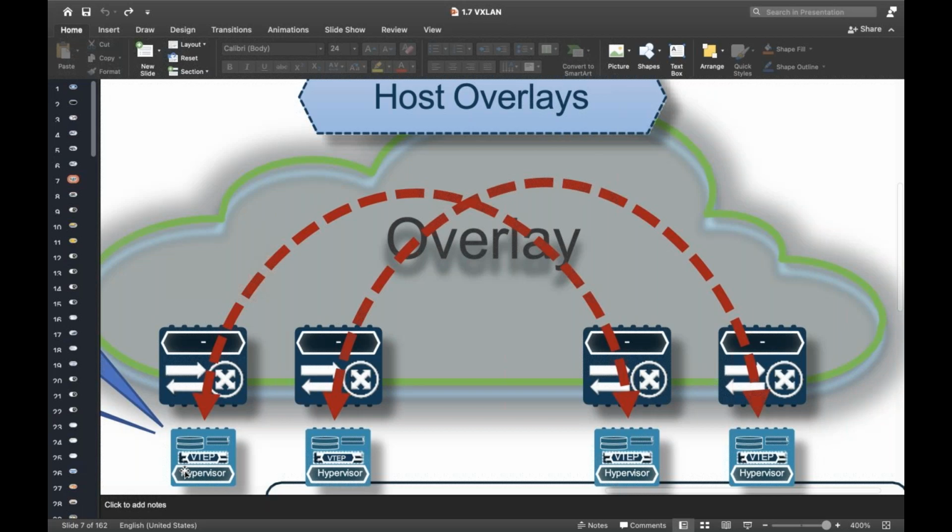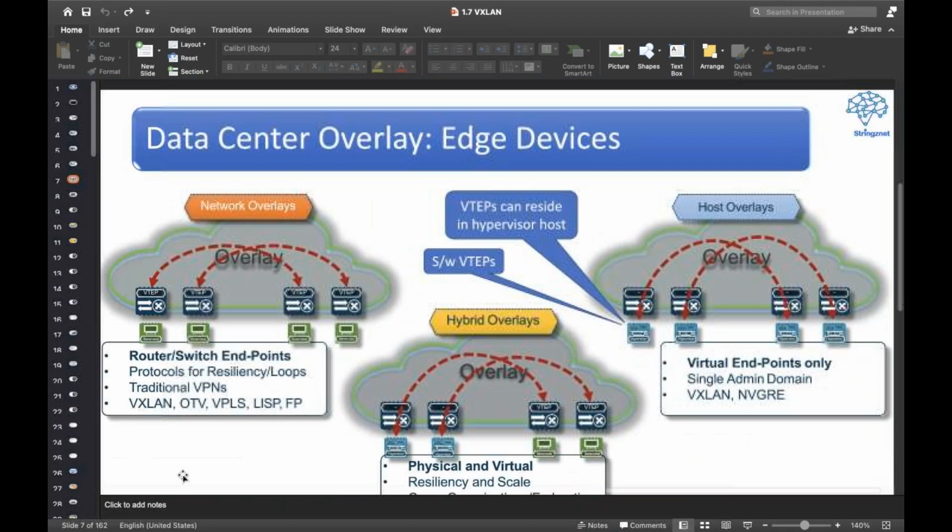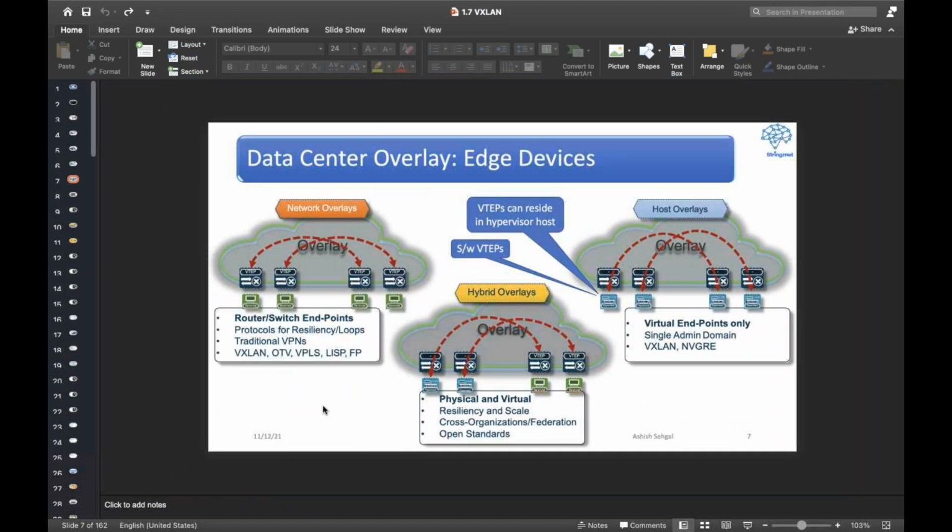Point to be noted, host overlay. And I will be more comfortable explaining this once we are done with the concept of network virtualization in application centric infrastructure, because in case of application centric infrastructure we learn how to create a virtual distributed switch and how this virtual distributed switch works. All right, so let me zoom it out and come back to my slide share mode.